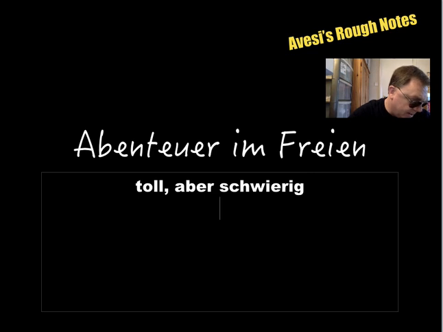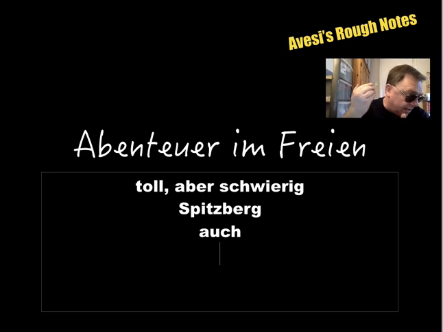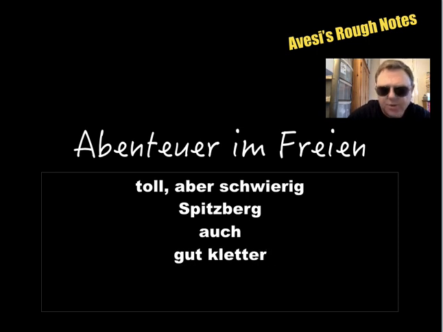Okay, man kann auch, one can also, auf dem Spitzberg gut klettern. Now Spitzberg is the actual mountain. So Spitzberg, when we see that, that is the mountain where the Adventure Center is. And auch means also. You should know that word by now. Man kann auch auf dem Spitzberg gut klettern. Climb well, literally. Gut means good, and klettern means to climb.